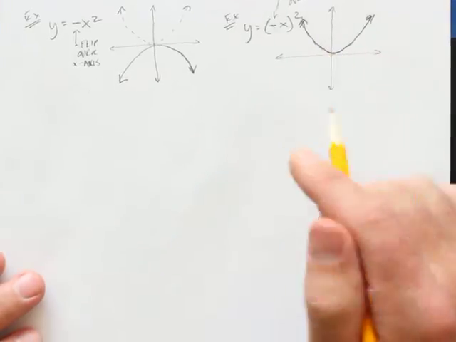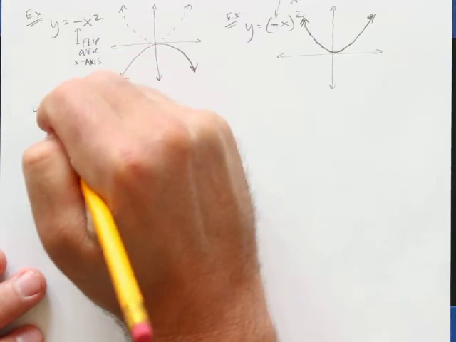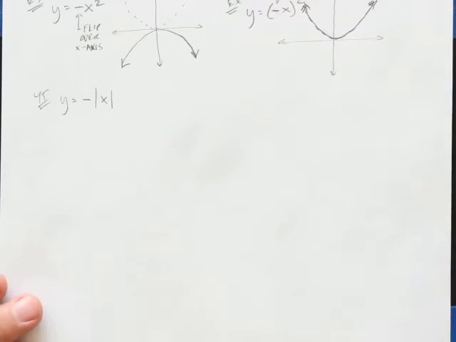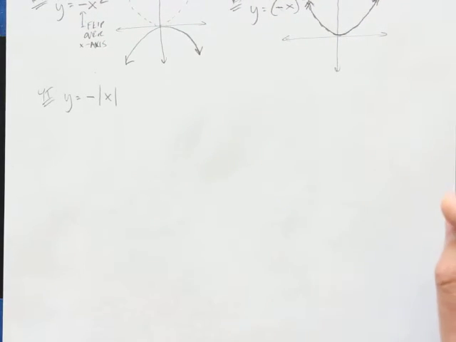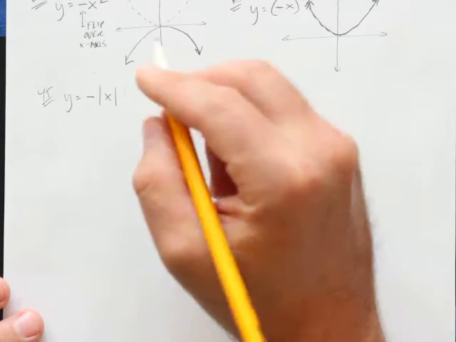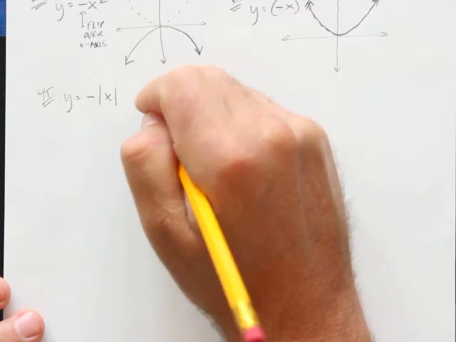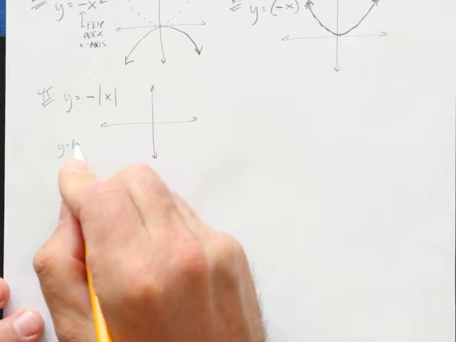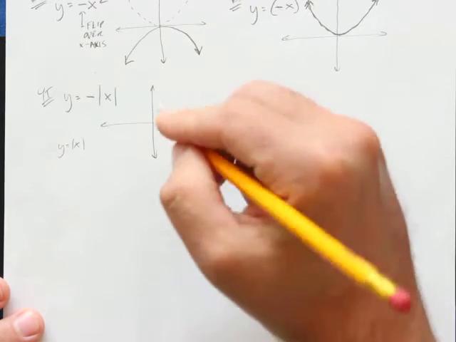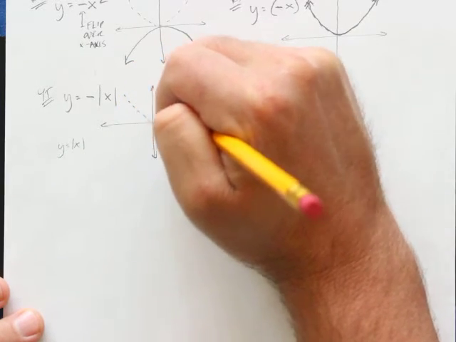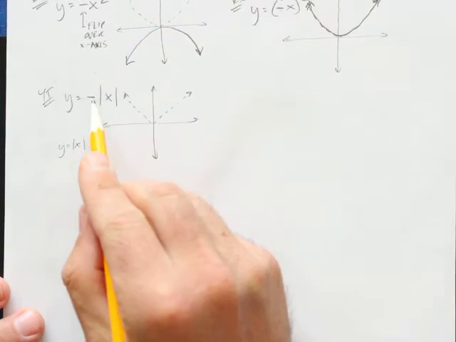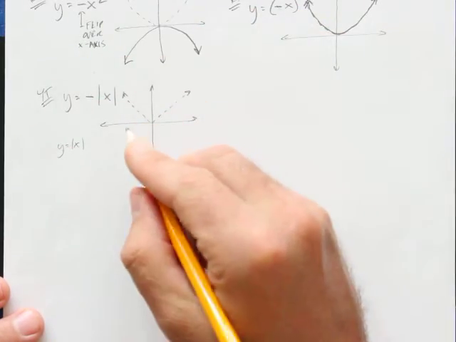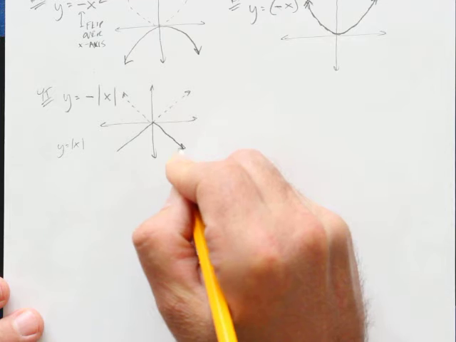Let's have you try one. y equals negative absolute value of x. Go ahead and pause and see if you can map this one out. All right, let's see how you did. I've got my coordinate plane. I've got my parent, which is y equals absolute value of x. This negative that's outside of what's happening to the x means that I'm going to flip it over the x-axis. So that means there is my graph.